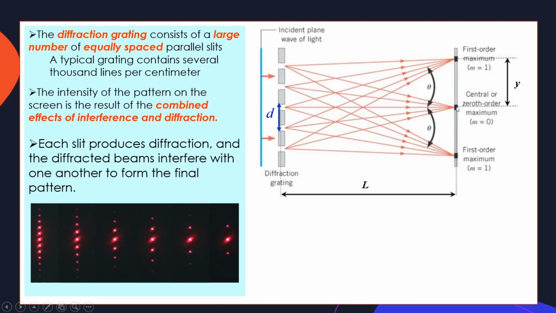So on the screen, you can see here we have the central or zeroth order maximum. This is the bright fringe, where the order number m is equal to 0, and this is m equal to 1 for the first order maximum. And on the other side, we also have the first order maximum, m equal to 1. Here is the real interference pattern of a diffraction grating that you can observe on the screen. You can see we have different views of the diffraction pattern, so we will discuss it later.